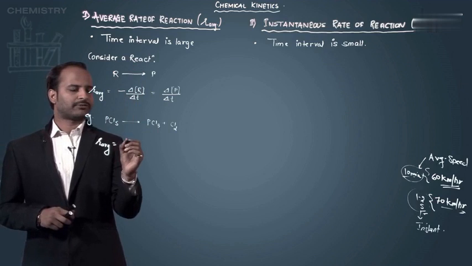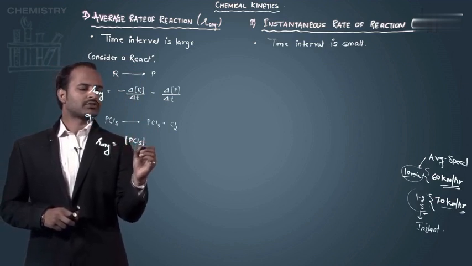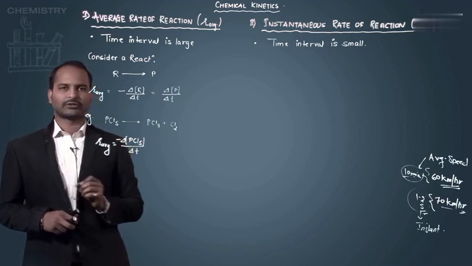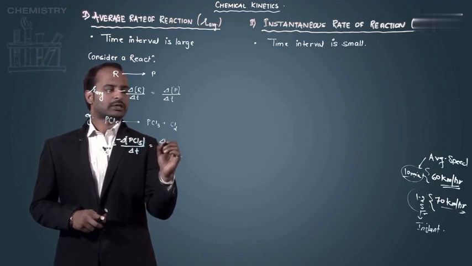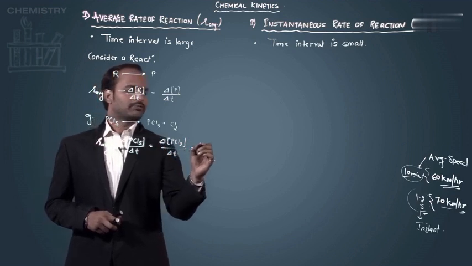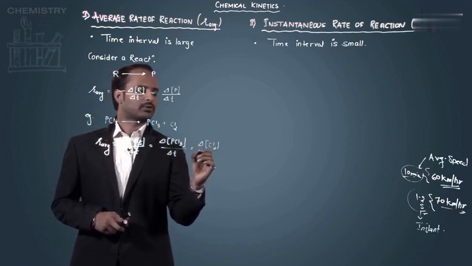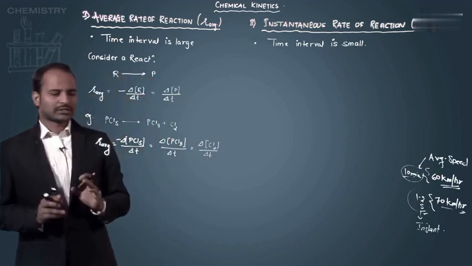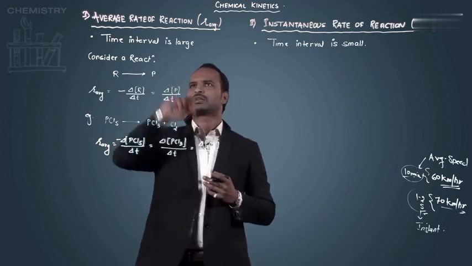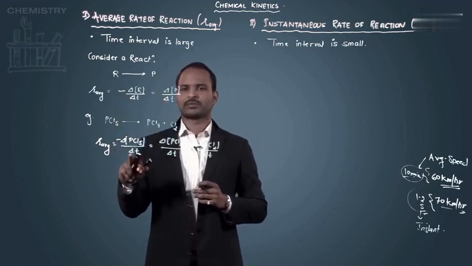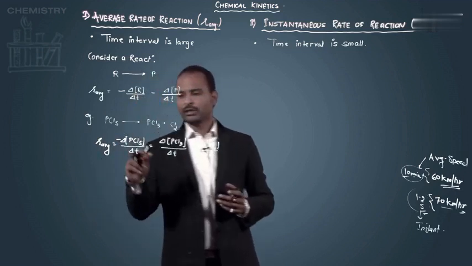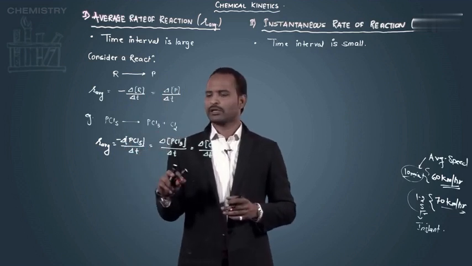So in terms of PCl5, change in molar concentration of PCl5 upon time interval. Again, since it is a reactant, you have to use a minus sign. In terms of product, it is going to be PCl3. If I measure the PCl3 concentration upon delta T, and if it is in terms of chlorine, then delta Cl2 upon delta T. So this is the way we write the average rate of reaction. The delta stands for the large changes, and as I said, the time interval is large. So large change is represented by the delta, and if I'm observing a reaction for a long time, then change in concentration is also going to be large.